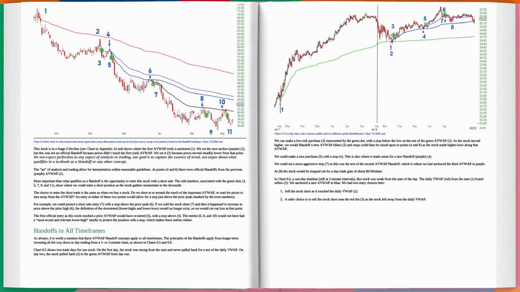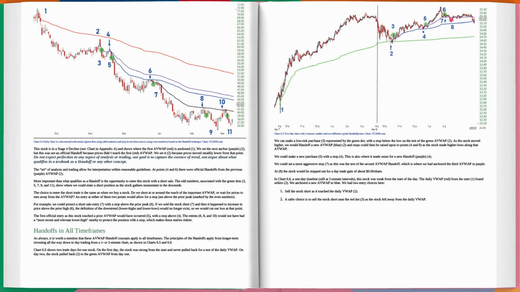If we sold the stock short 7, and then it happened to increase in price above the prior high 6, the definition of the downtrend, lower highs and lower lows, would no longer exist, so we would cut our loss at that point. The first official entry as this stock touched a prior AVWAP would have occurred 5, with a stop above 4. The entries 6, 8, and 10 would not have had a most recent and relevant lower high nearby to protect the position with a stop, which makes these entries riskier.